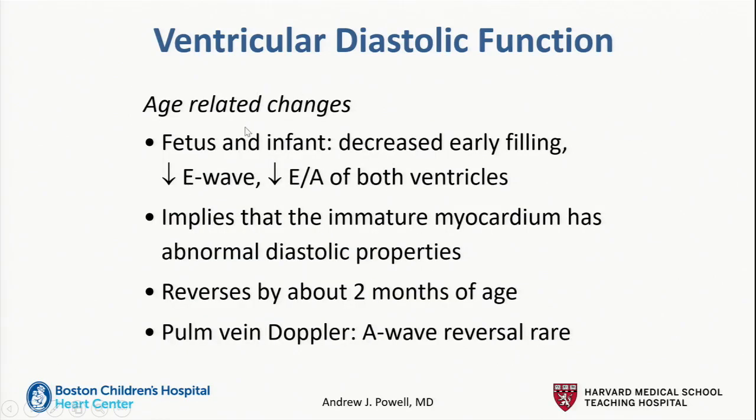So then finally, just a few age-related changes. As I mentioned, for the fetus and infant, you tend to see decreased early filling, so you have a reduced A wave, and the E to A wave can be low for both ventricles. And some people have interpreted this to mean that the fetal myocardium is immature and has abnormal diastolic properties. Someplace at around 2 months of age, you tend to see a trend toward normalization where the E is greater than the A. And then also in young children, it's rare to see any A wave reversal on the pulmonary vein.